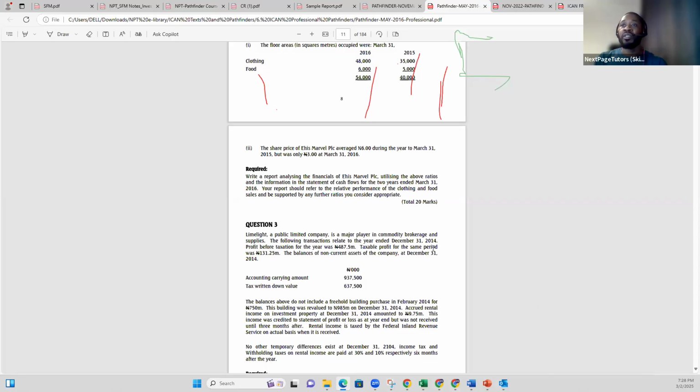2016. Your report should refer to the relative performance of the clothing and food. When you are doing your analysis, anywhere you need to make reference to food or clothing, whether food is contributing more or clothing is contributing more, or whichever one is really doing bad, just eating our money, highlight it properly. And your report should be supported by any further ratio you deem fit to calculate, right?